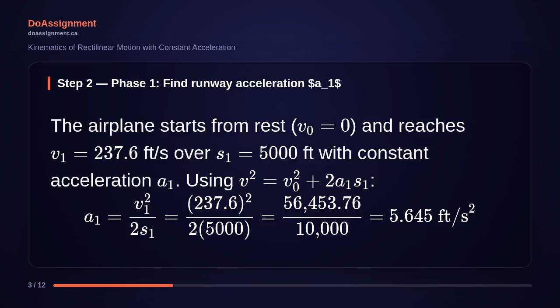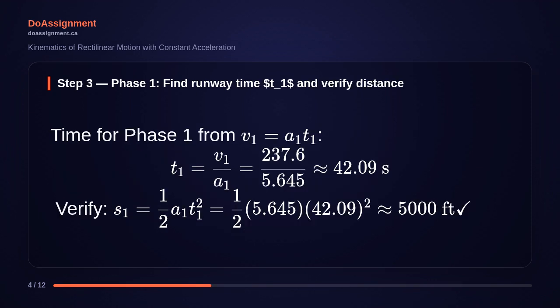During Phase 1 on the runway, the plane starts from rest and accelerates uniformly over 5,000 feet. Using the kinematic equation v squared equals 2a times s, the runway acceleration is found to be approximately 5.645 feet per second squared. Dividing the takeoff speed by the runway acceleration gives a runway time of approximately 42.09 seconds. Substituting back into the position equation, 1/2 a t squared confirms the distance is 5,000 feet, verifying the result.